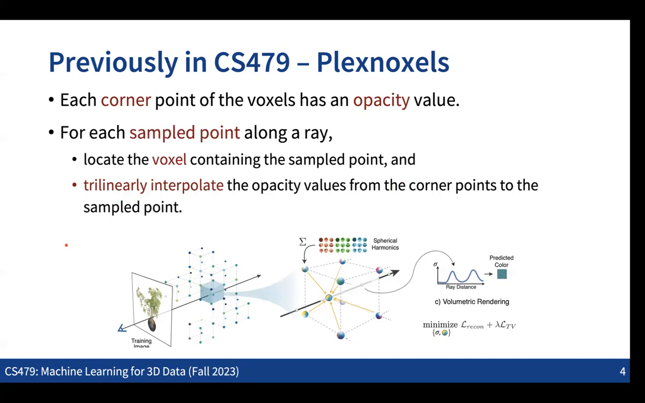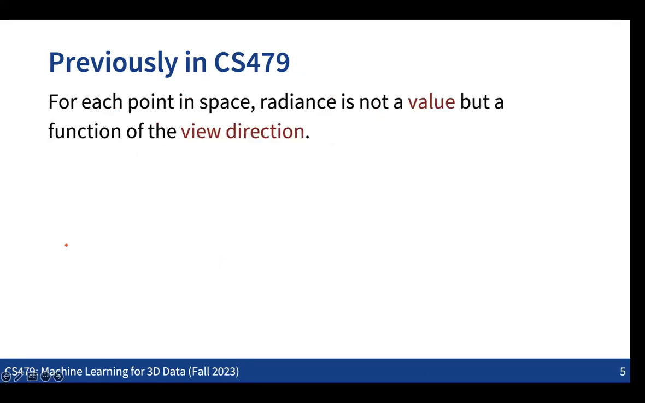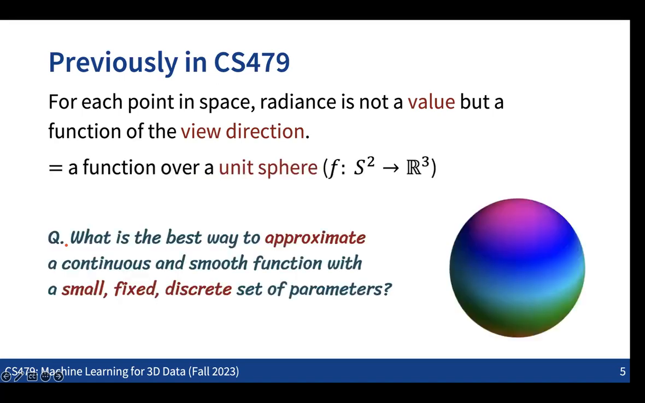Then the question is how we can also encode the radiance information, because as we have seen last time, the radiance is not just a value for each point, but a function defined with the view direction. The radiance is a function defined over the unit sphere. So the question was: what would be the best way to approximate this function defined over the unit sphere with some discretized samples?